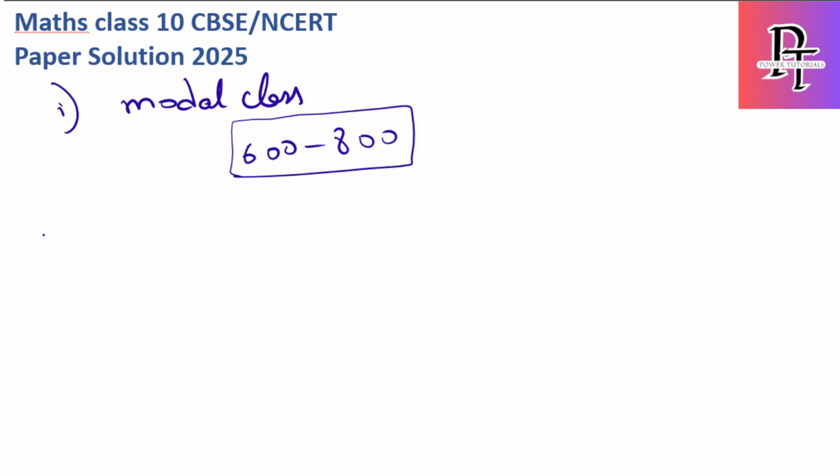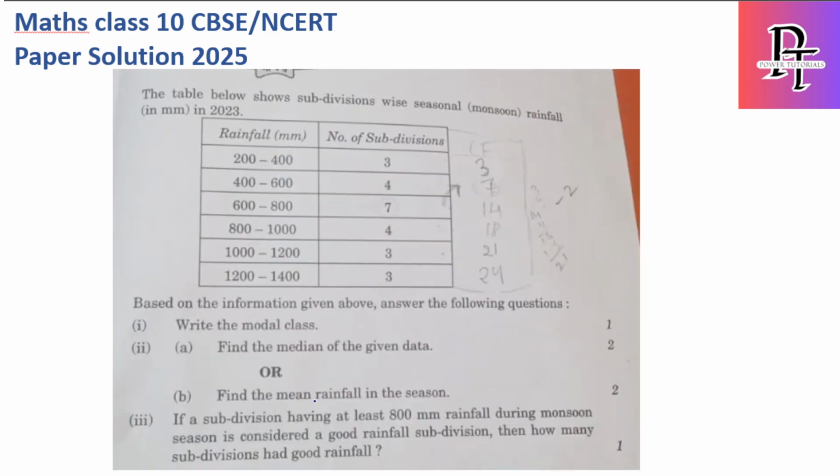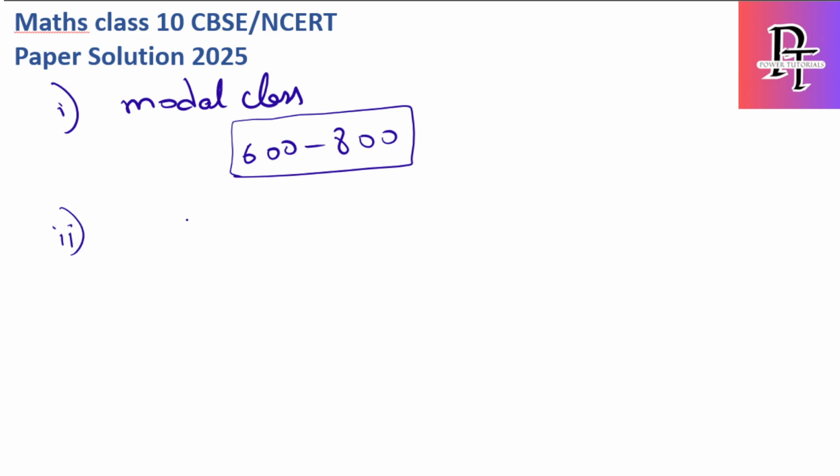Maybe the second is a bit lengthy. Let's see what the second is asking. Find the median or mean. So as per me, I will choose mean instead of median, because using step deviation we can solve mean faster. But now I will solve both the formulas. For median, we also have to write the cumulative frequency to solve it. So I will prepare another table now.